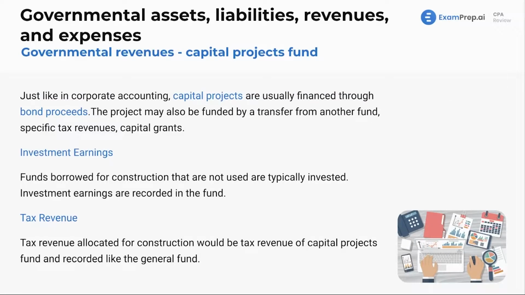All right, more on revenues for the Capital Projects Fund. Just like in corporate accounting, capital projects are usually financed through bond proceeds or debt, as I mentioned before. The project may also be funded by a transfer from another fund, so essentially borrowing from another fund, also specific tax revenues or capital grants.